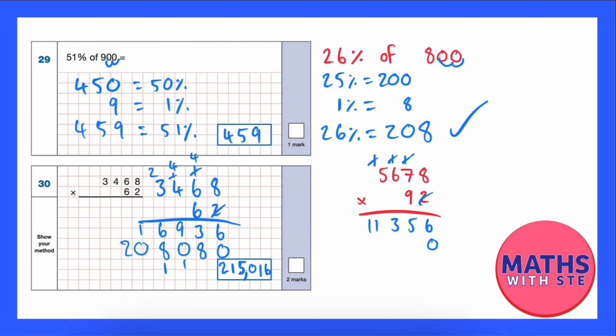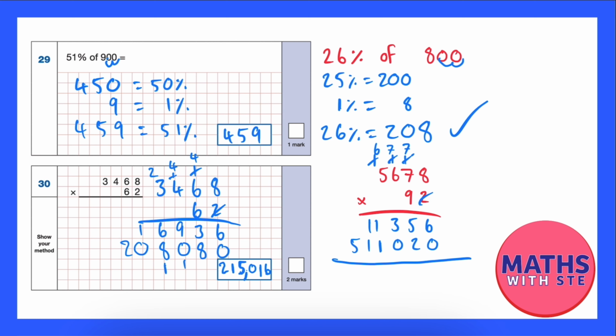9 times 8, what? 72. 2 there, 7 there. 9 times 7 is 63, add 7 is 70. So 0 there, and a 7 goes up here. 9 times 6 is 54. Add 7 is going to be 61. So 1 there, and a 6 up there. And 9 times 5 is 45, plus 6 is 51. So 51. Okay, add all this up.